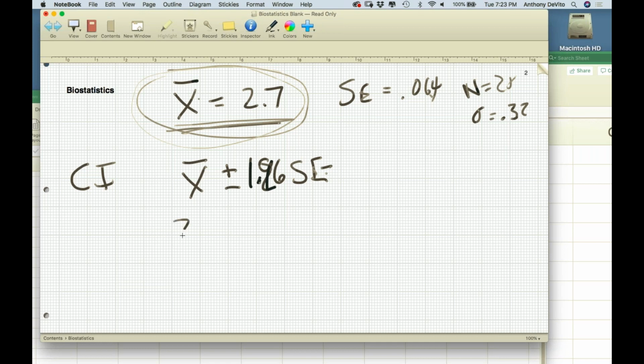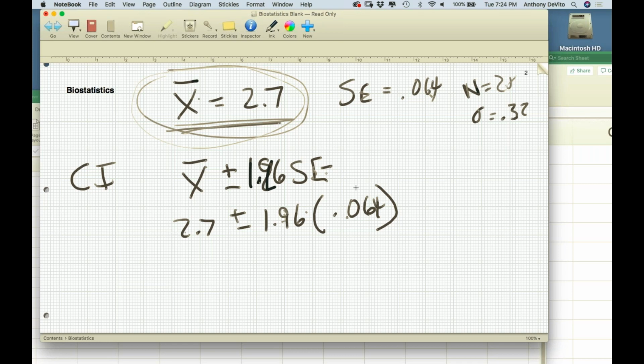So what is it in this case? It's 2.7 plus or minus 1.96 times 0.064. So that's going to give me a range, right? The bigger my sample size is, the smaller this number is. Multiplied by 1.96, the smaller is the number I'm going to add and subtract from 2.7. So the bigger my sample size is, the narrower this interval is going to be.